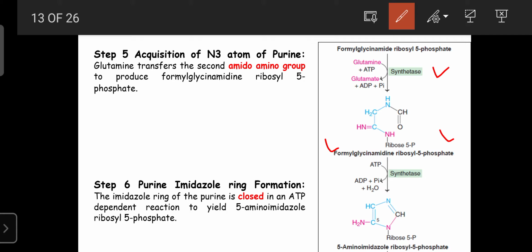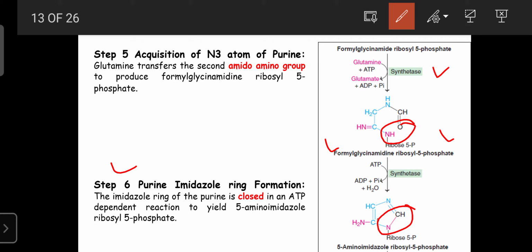In step 6, known as the purine imidazole ring formation, the imidazole ring is open. In this step, that ring is closed. This is also known as the closing of the imidazole ring, or formation of the imidazole ring. It also requires ATP.